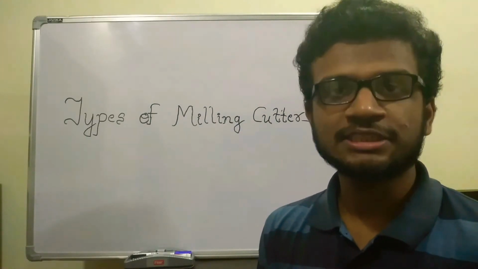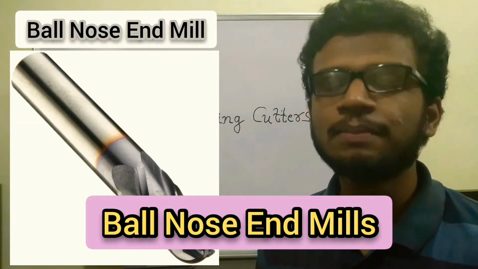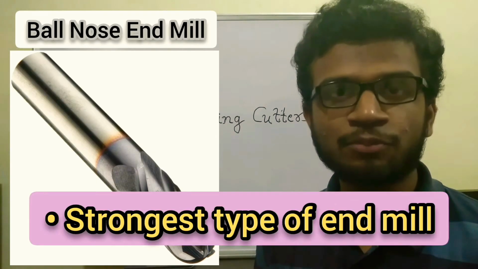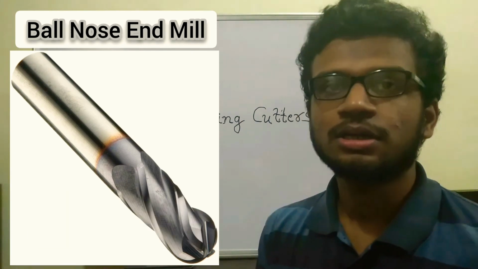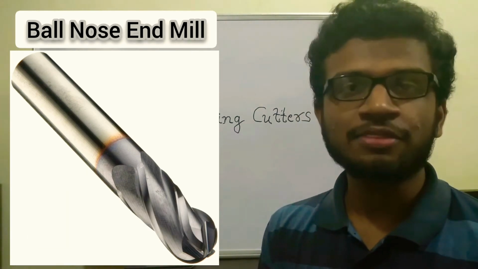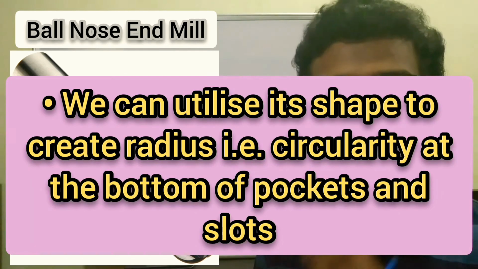Then the third one is ball end mill. It is the strongest type of end mill, and we can see a diagram here of how a ball end mill looks. So we can utilize its shape to create radius on the bottom of pockets and slots.